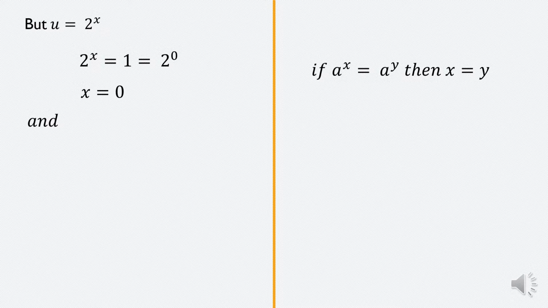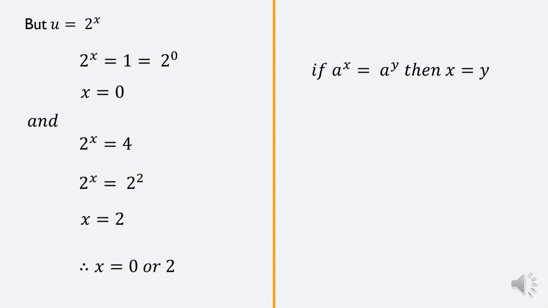And also, we have 2 exponent x equals 4, which is the same as 2 exponent x equals 2 squared. And since the bases are the same, we can equate the exponents, and we have x equals 2. So our answer is x equals 0 or x equals 2. So that's how you solve a question like this.